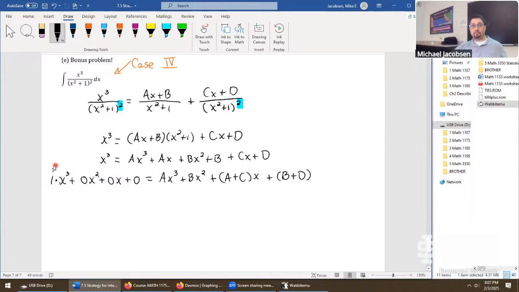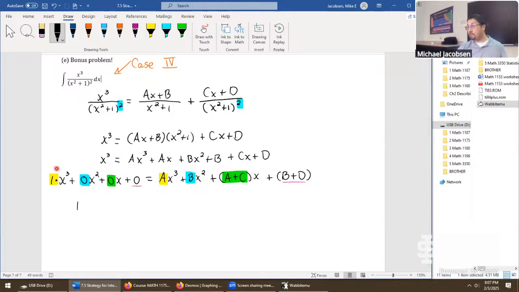So now we have really 4 equations here. Sure, it's just a polynomial, but if you set a polynomial equality like this, we're also saying that 1 equals a, 0 equals b, 0 equals a plus c, and I ran out of colors, but 0 equals b plus d. So 4 immediate equations, some of which solve our coefficients as we go.